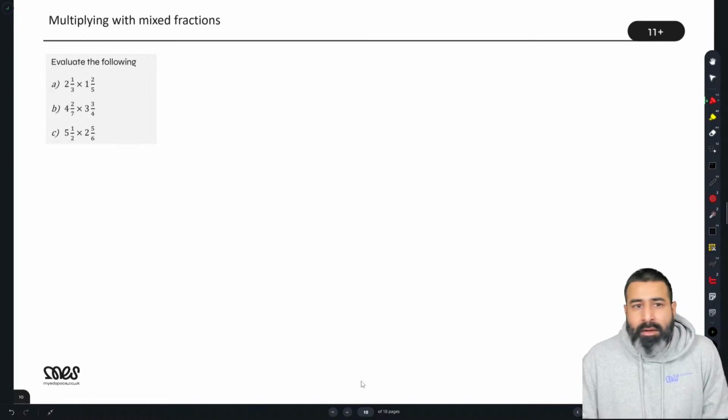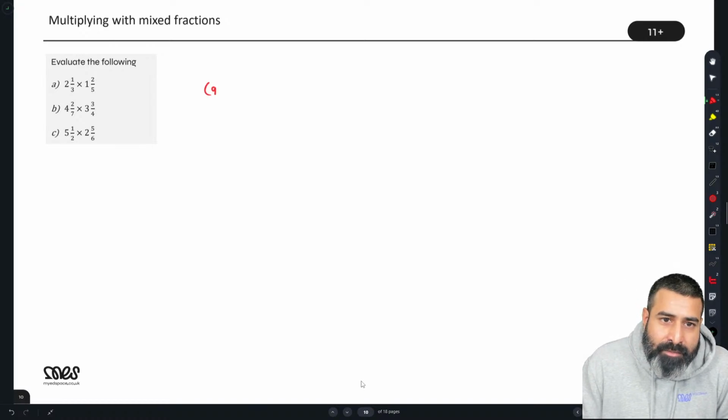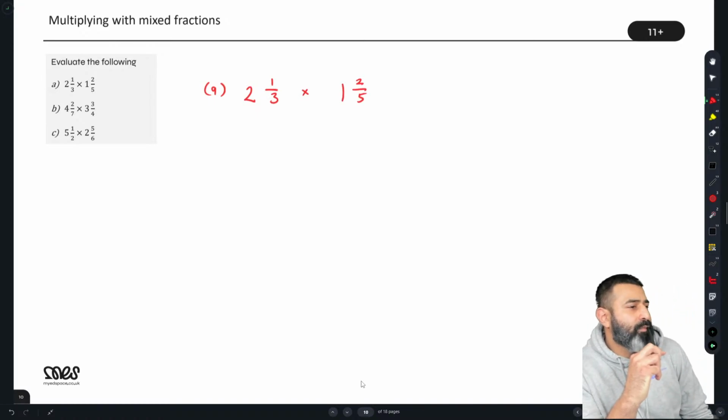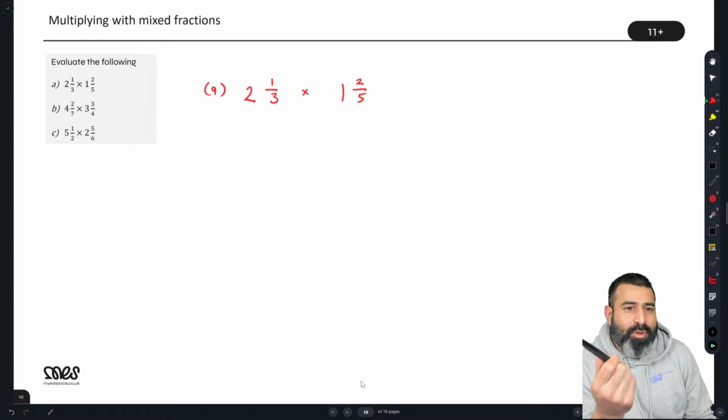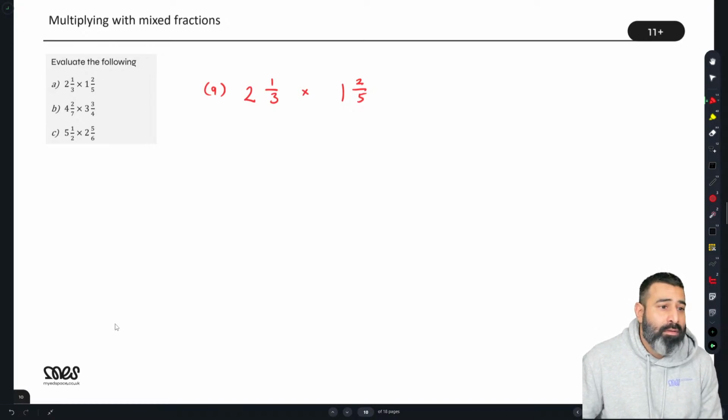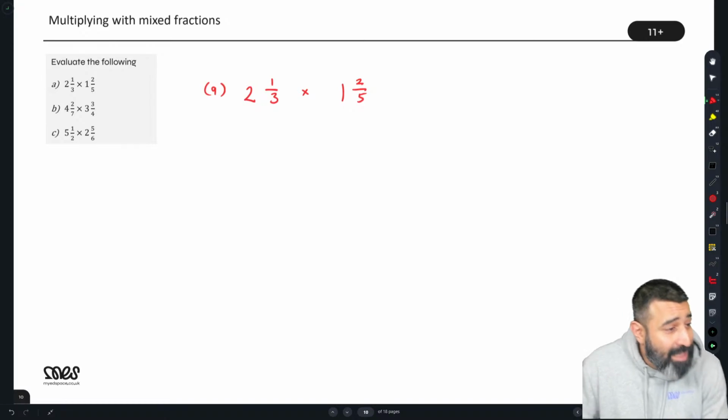So, let's have a look at question A. So, problem here is what? What's the problem here, guys? Now, the problem here is I've got mixed numbers. What do I have to do? I have to convert these into what? Yes, absolutely. So I need to convert these into improper fractions. Absolutely. So let's convert these into improper fractions.